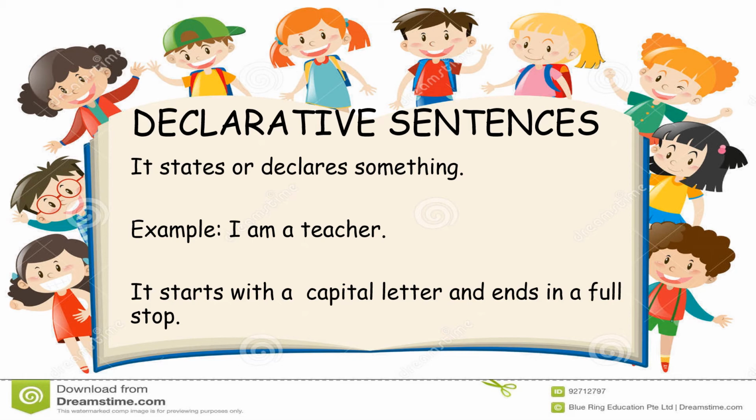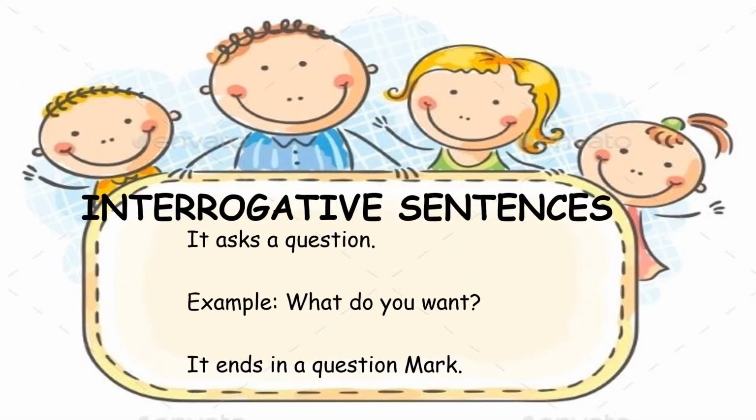Declarative sentences are sentences which inform us of something, which declare something. For example, I am a teacher. It's a normal sentence which is telling what I am. It starts with a capital letter, where I is a capital, and ends in a full stop. The second one is interrogative sentences. It asks a question. Example, what do you want? It ends in a question mark. So interrogative sentences are questions, and they always end in a question mark, not a full stop.